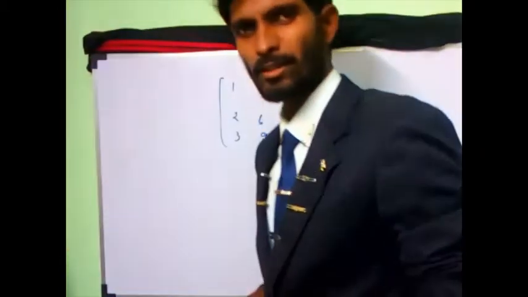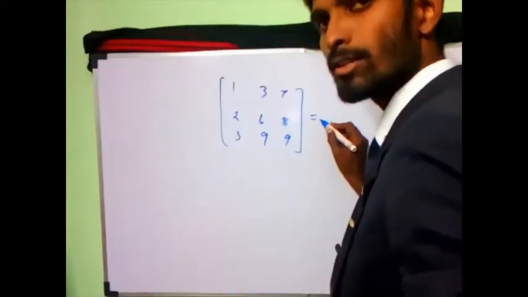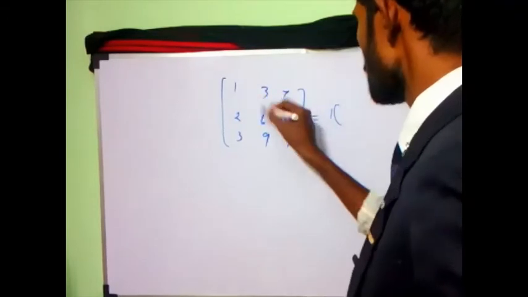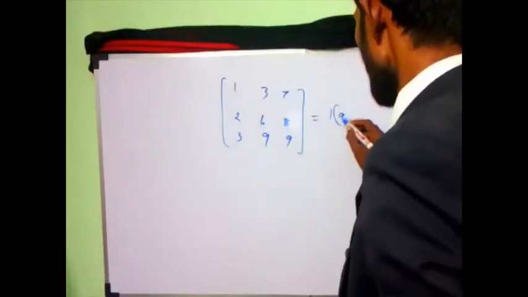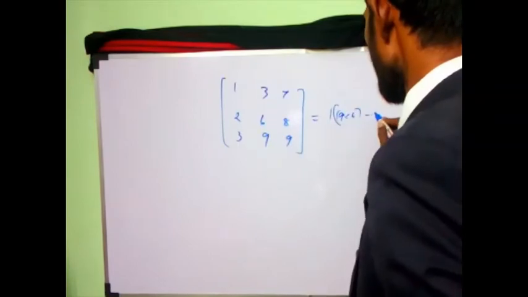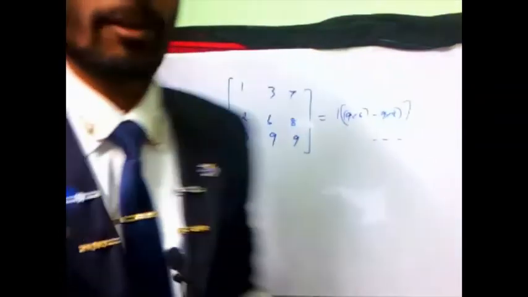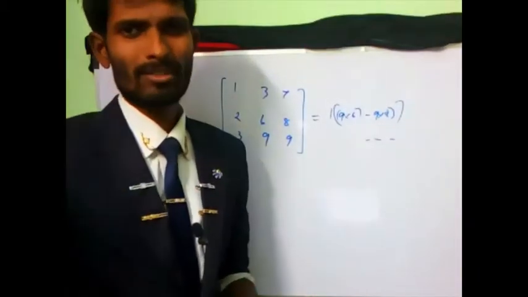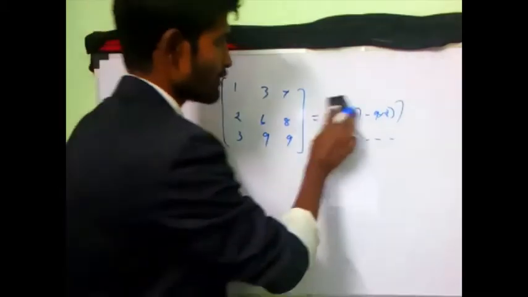What could the determinant be? Can you tell me? Automatically you may go for it: 1 times, hiding this one, 9 into 6 minus 9 into 8, and it may go on and on. But this will not work. Instead of doing everything, just leave it for right now.